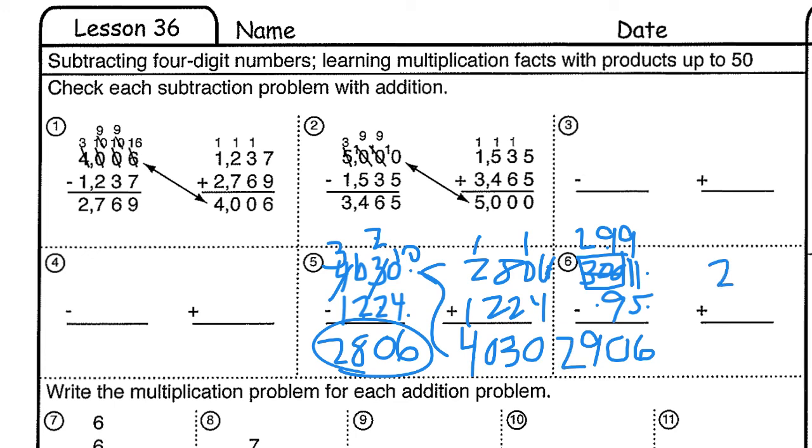So you should write 2906 plus 95. 6 plus 5 is 11. Regroup with the 1. 1 plus 9 is 10. Regroup with the 1. 1 plus 9 is 10 again. Regroup with the 1. 3001, which is what I started with up there. I can feel good about my answer.